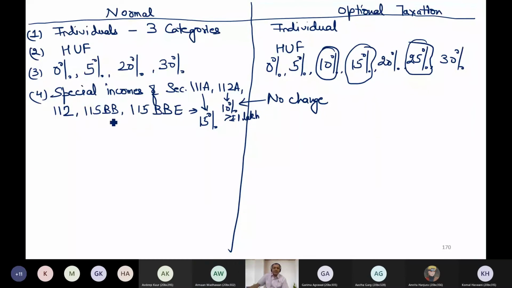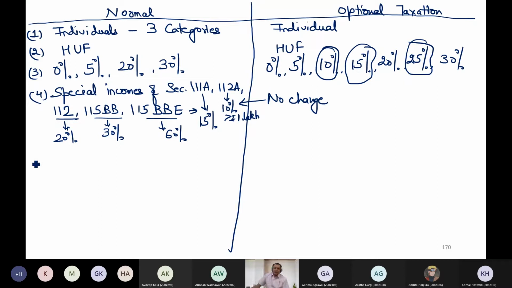Exceeding 1 lakh. Do you remember this gambling 115BB tax rate? So 30%. Long term capital gain. Do you remember tax rate? So 20%. And unexplained income tax rate? So 60%. So whether you go by normal taxation or optional taxation, special incomes tax rate remains same. So this is not a difference, it is similarity.